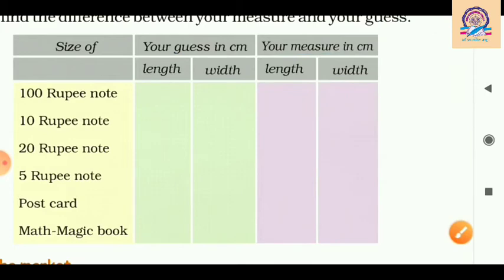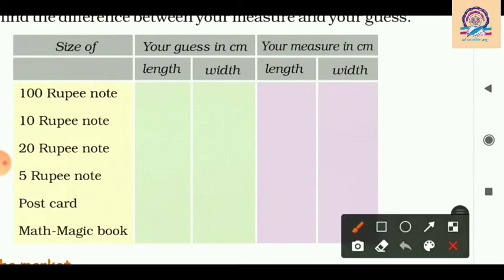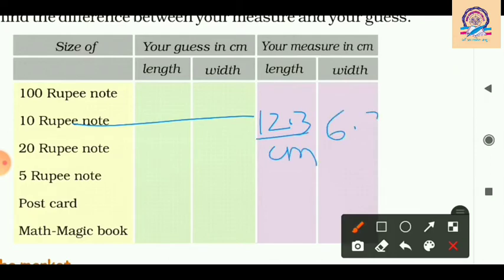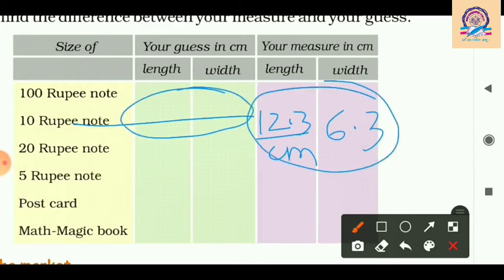Now come to the next, 10 rupee note. As I have told you, the length was 12.3 centimeter and the breadth was 6.3 centimeter. Okay, but before this you have to guess what may be the length of 10 rupee note. Then you can find the difference as we have done for 100 rupee note. So in this way you can do it.